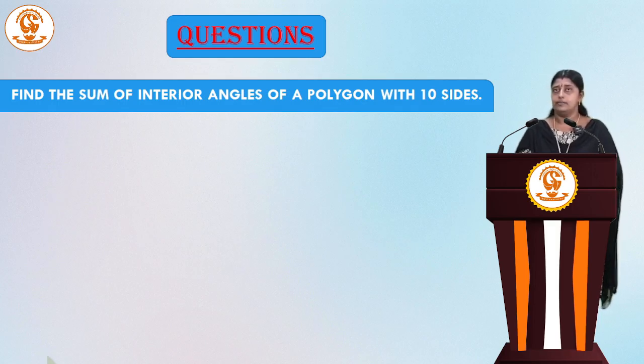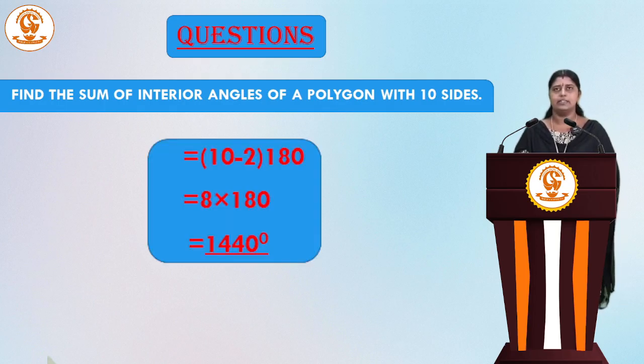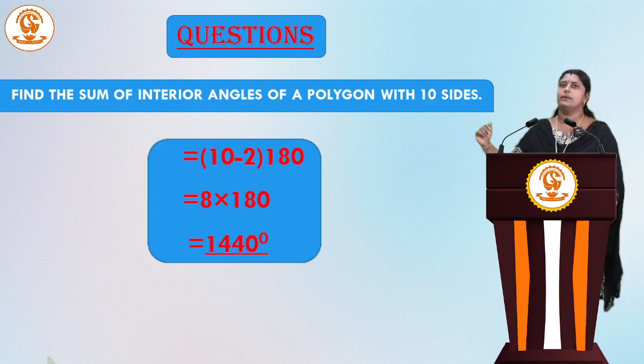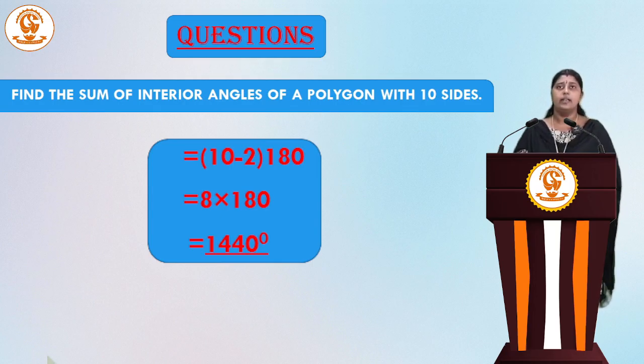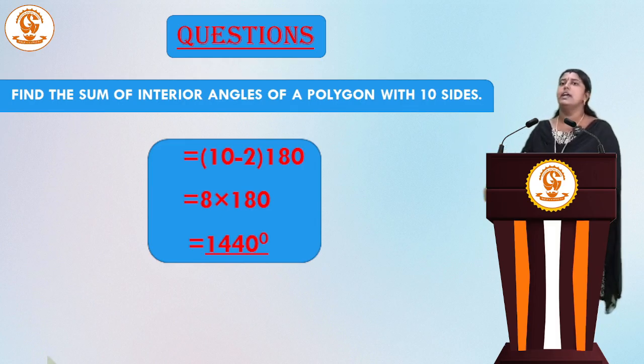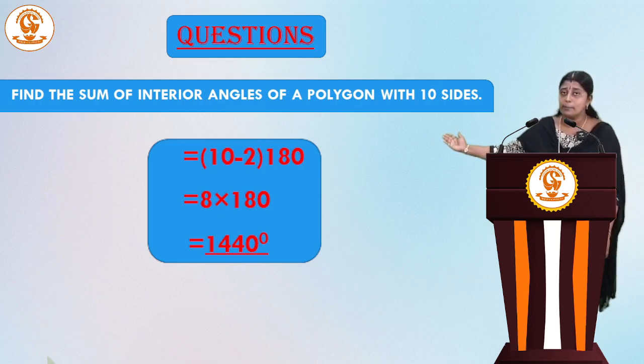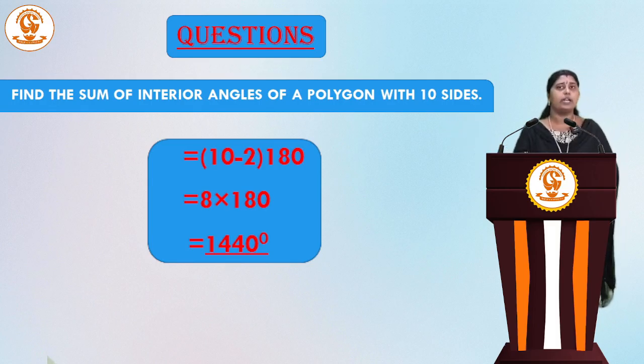Ma'am, I got the answer. Very good, but don't call out the answer. Let us see the answer. Did you complete? There are 10 sides, so we can apply the formula n minus 2 into 180, because we know the sum of interior angles of a polygon with n sides is n minus 2 into 180. Here there are 10 sides. Which type of polygon has 10 sides? Decagon. Very good. So the sum of interior angles is 10 minus 2 into 180. 10 minus 2 is 8. 8 into 180. Find the product.